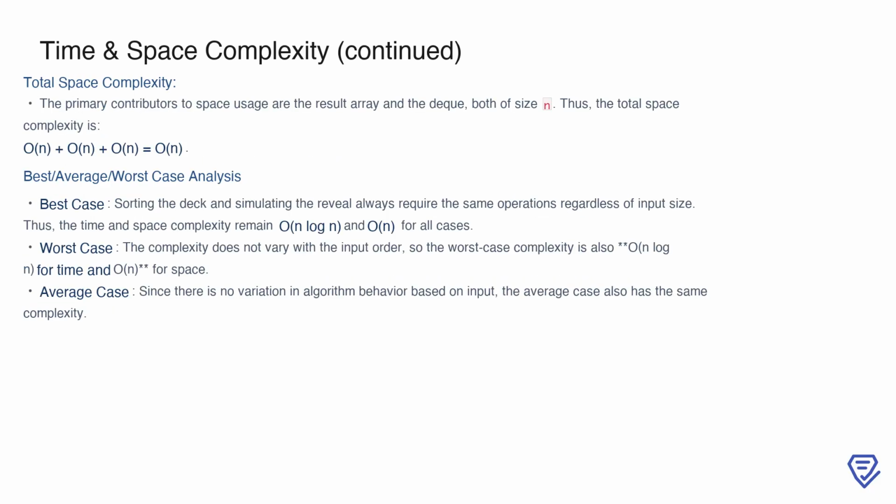When we combine all space usage, the total space complexity comes from the result array and the deque, both of which are of size n. This gives us n plus n plus n, which simplifies to O(n). Importantly, this space complexity remains consistent across all cases, best, worst, and average, since the algorithm does not allocate additional memory based on input order or size. Similarly, the time complexity remains O(n log n) for all cases as sorting and the simulation steps are deterministic and do not depend on the specific arrangement of the input deck.